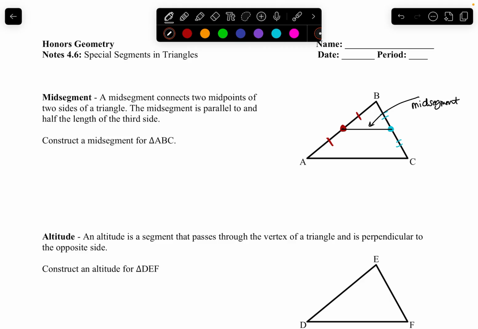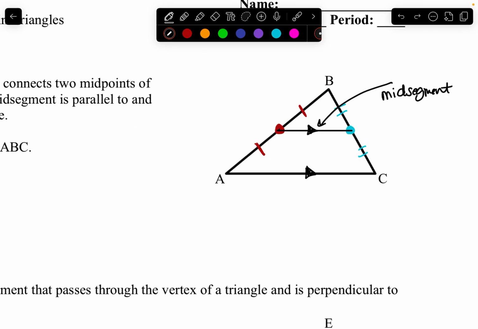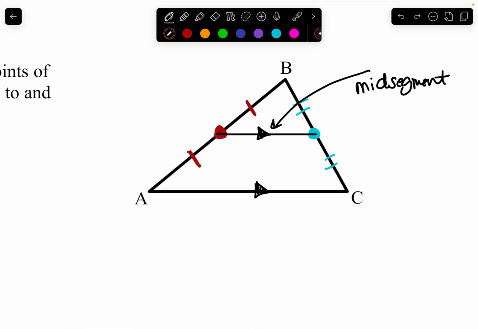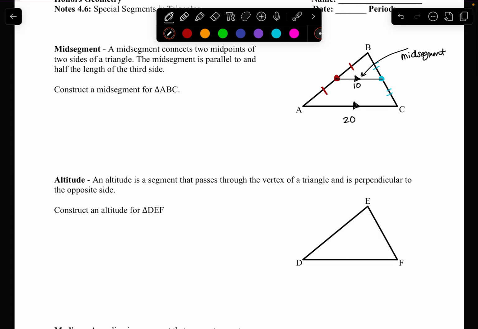And it says the midsegment is parallel to, and half of the length of the third side. So I've constructed a midsegment. This is important. It's half of the length of the third side. So your midsegment is always half of the side that it's parallel to. So for example, if my length down here, AC, was 20, then the midsegment would be half of that, which is 10. That's a midsegment. We love midsegments. They're nice and easy.